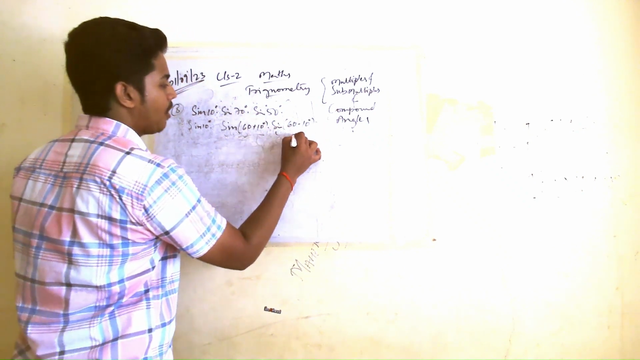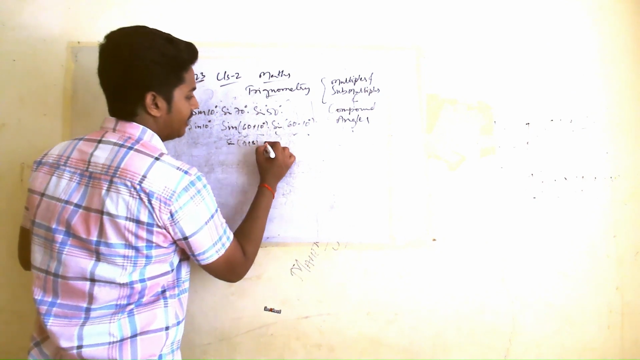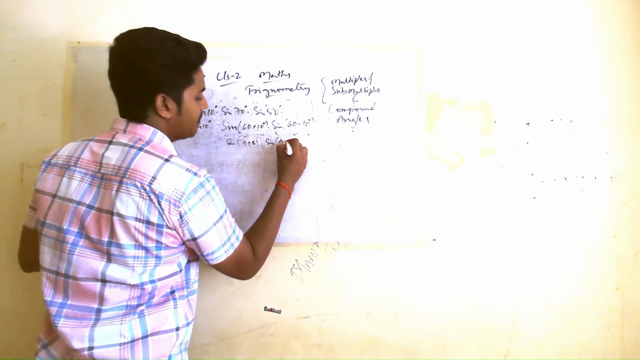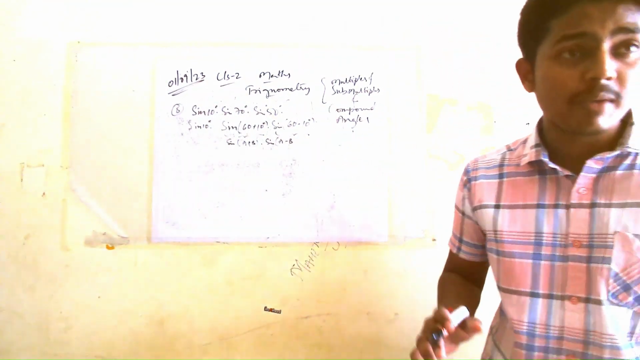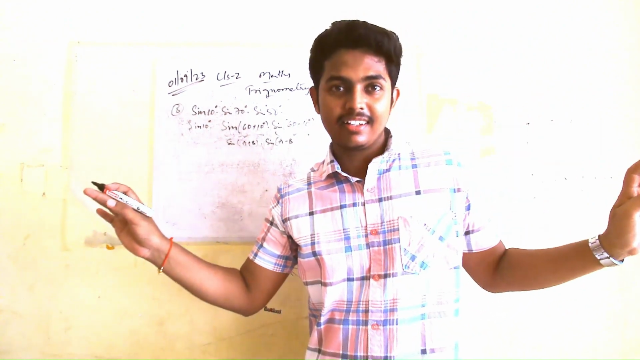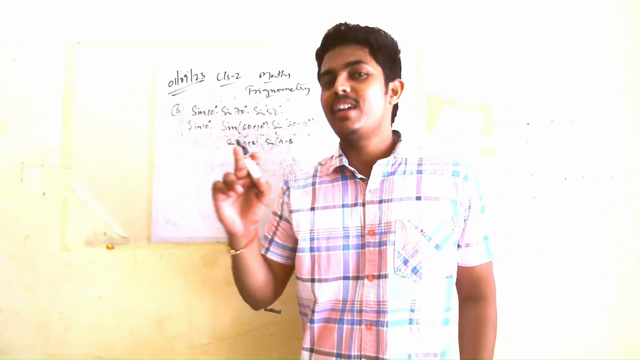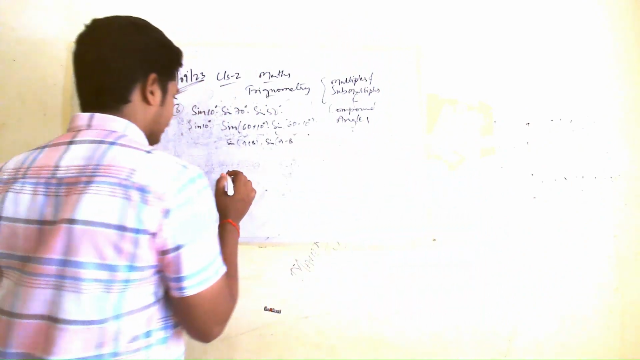And this is in the form of a plus b, that is sine of a plus b into sine of a minus b. Do you know the formula for sine of a plus b into sine of a minus b? It's very simple. That is nothing but sine square a minus sine square b. It's that simple.